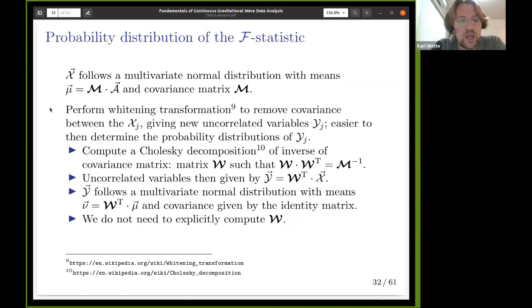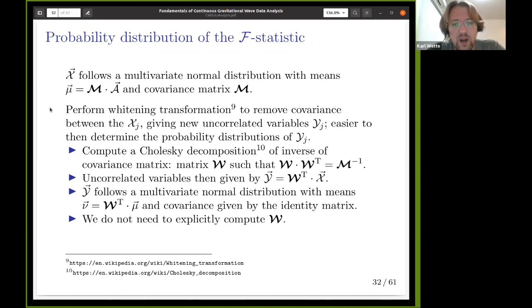And so now we know the distribution of X. Now, to make finding the full distribution a bit simpler, we can do a whitening transformation to remove the covariance between the X variables. So we'll get some new uncorrelated variables Y. It's a lot easier to work out what those distributions are. I've given some links there; the Wikipedia page is actually quite useful here. So you can compute something called a Cholesky decomposition. That's basically taking a square root of a matrix. So we have this matrix W, which if we multiply it by its transpose, we get the inverse of M.